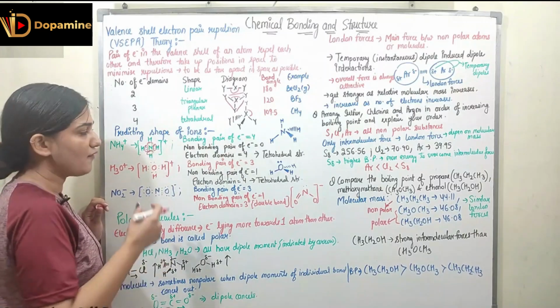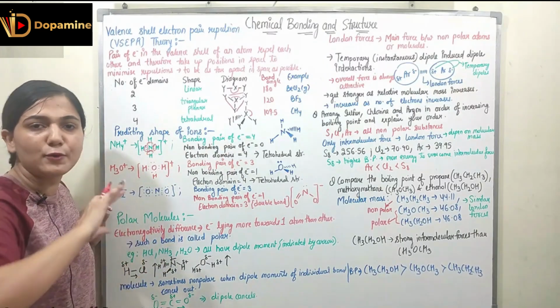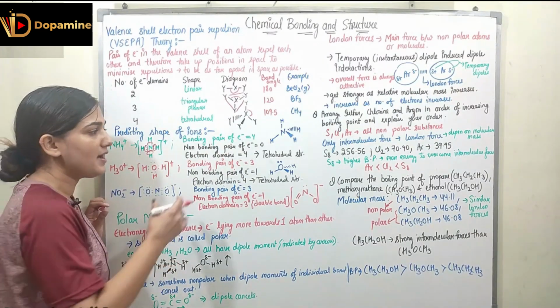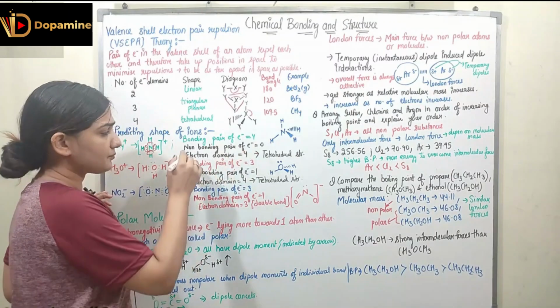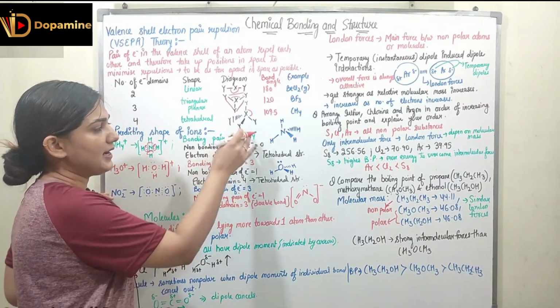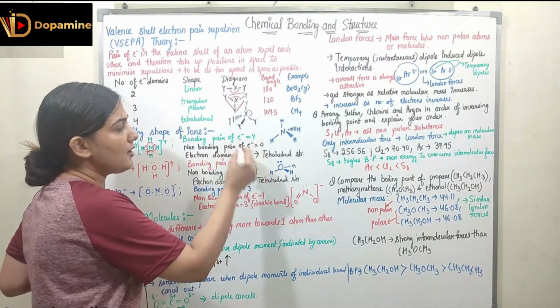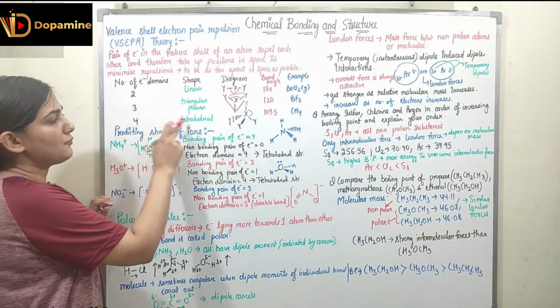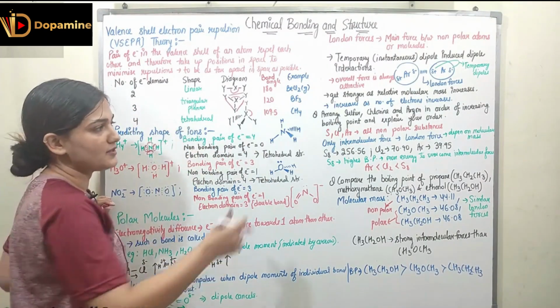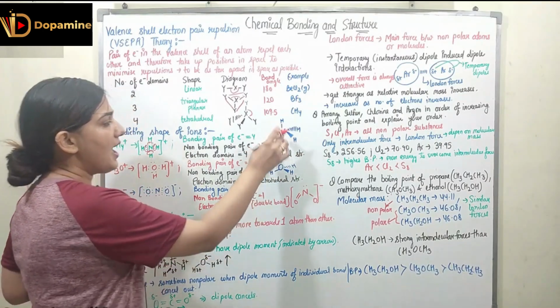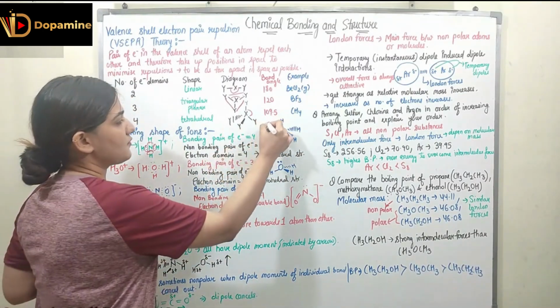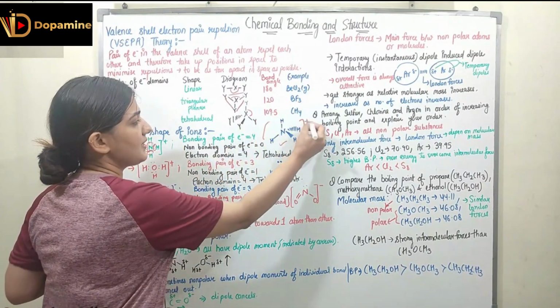The non-bonding pairs of electrons: on the nitrogen we don't have any non-bonding pair, so it will be 0. What would be the electron domain? The electron domain would be the summation of these two, which is 4. So when there are 4 electron domains, the tetrahedral structure is there. So this is the structure of NH4 positive, and here we will have the positive sign as well.